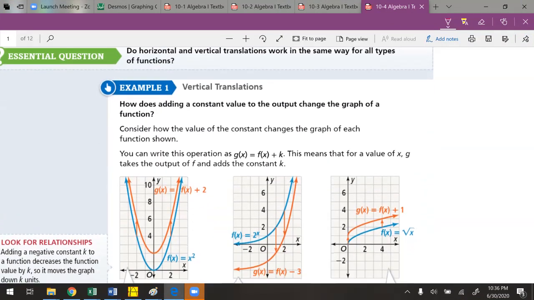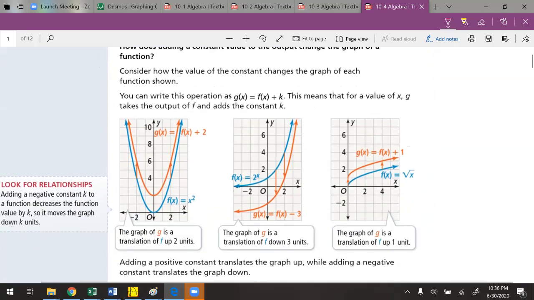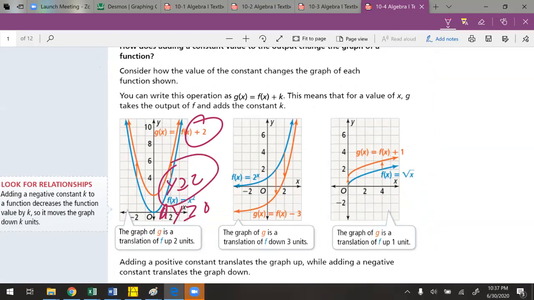Example 1. How does adding a constant value to the output change the graph of the function? Okay, it changes the range. Especially, actually in every function, to be honest, really except for cubic. For the quadratic one, this ranges from 0 is when y is greater than or equal to 0, but this one is when y is greater than or equal to 2. So all the answers move up 2. The same with this one. All the answers move down 3. Okay, so now you have a smallest range.